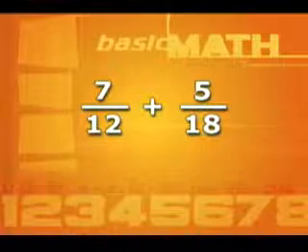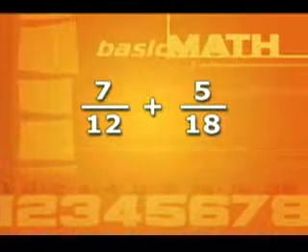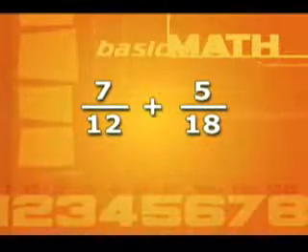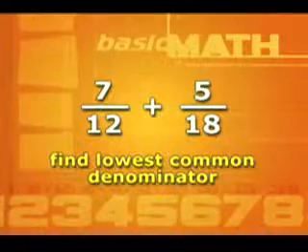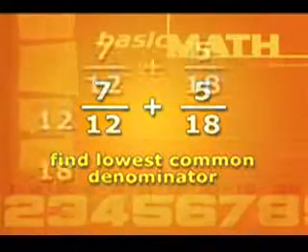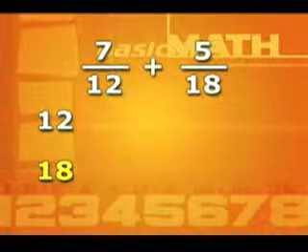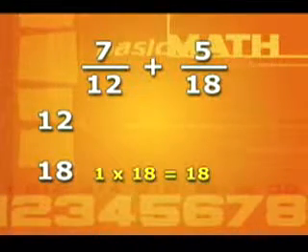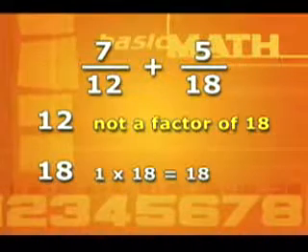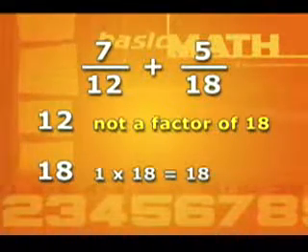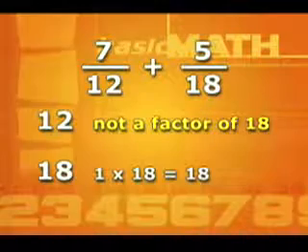We'll add these two fractions, 7/12 and 5/18. The first step is to find the lowest common denominator. We again start with the larger number, 18. We'll find multiples of 18. 1 times 18 is 18. 12 isn't a factor of 18. We can't multiply 12 by any whole number to get 18.